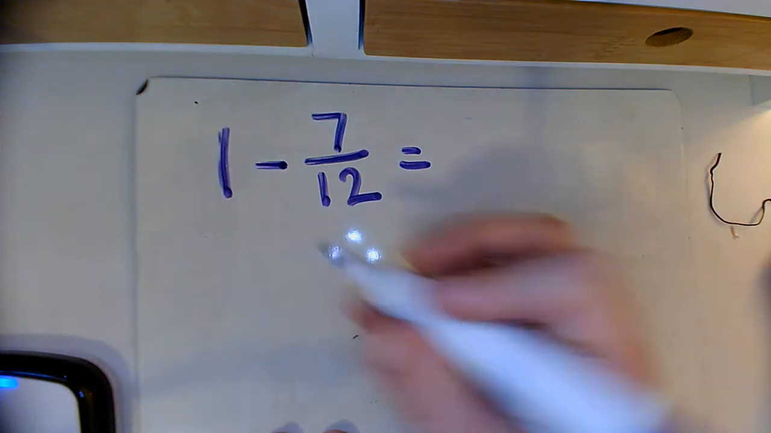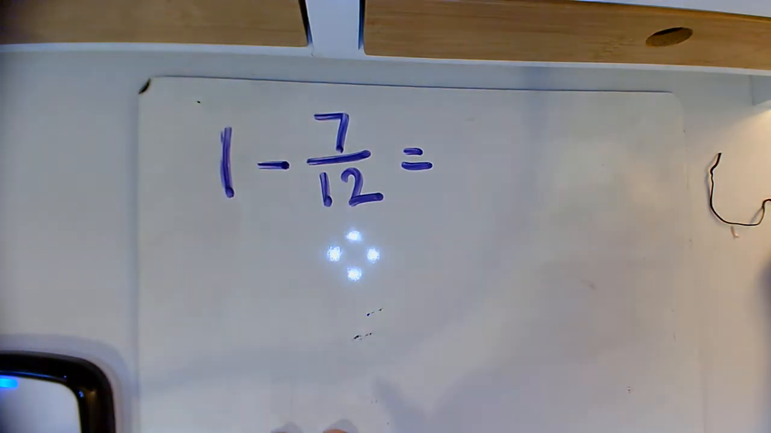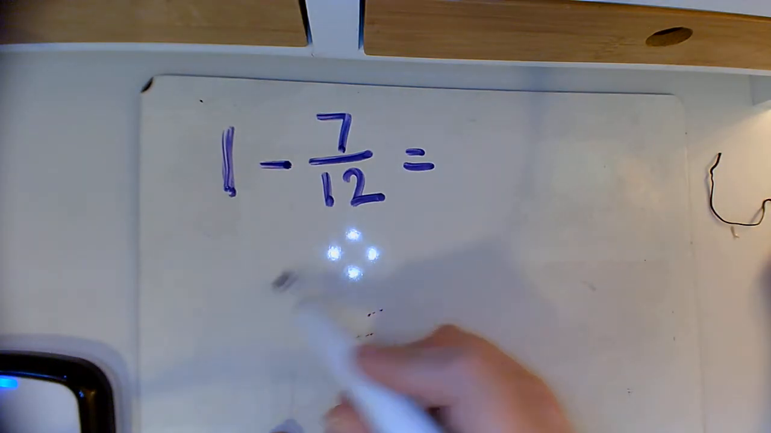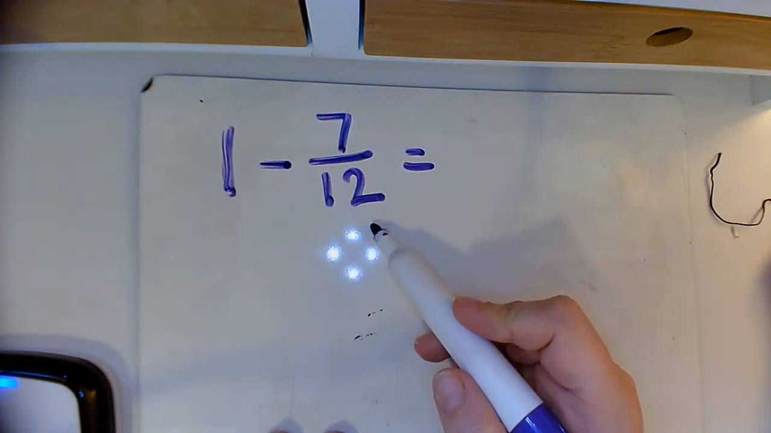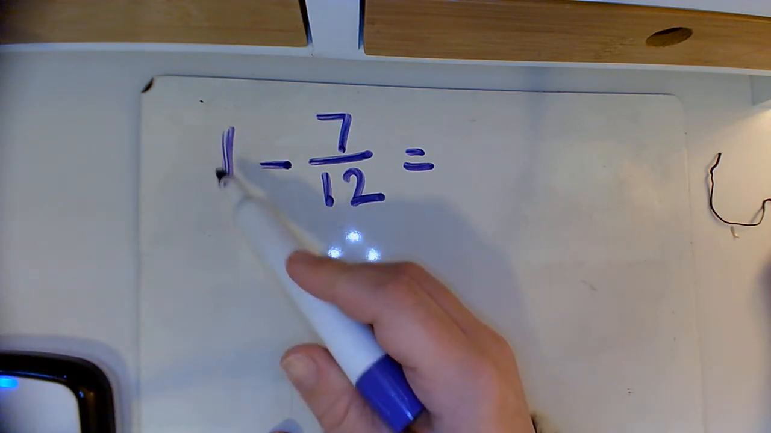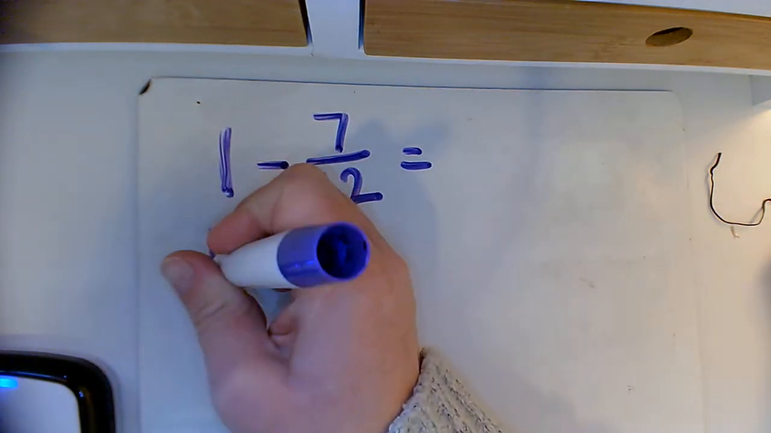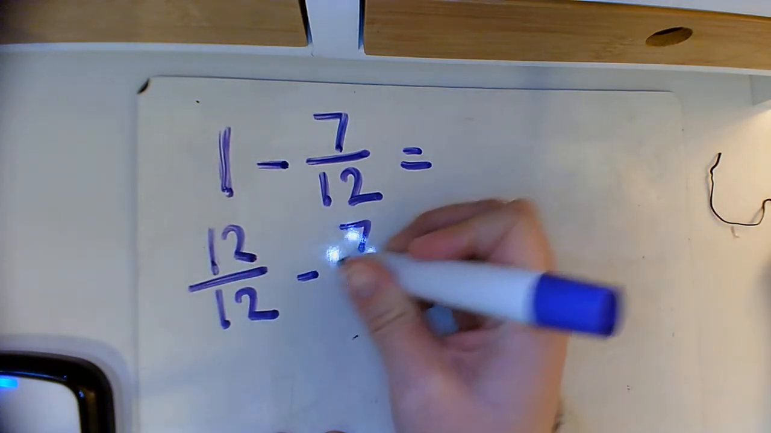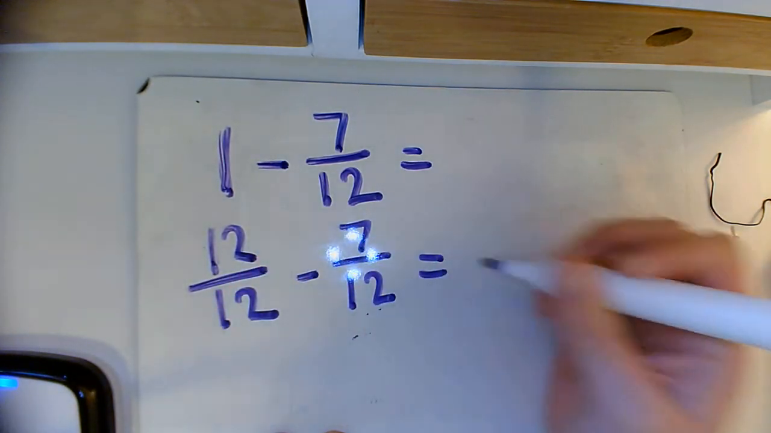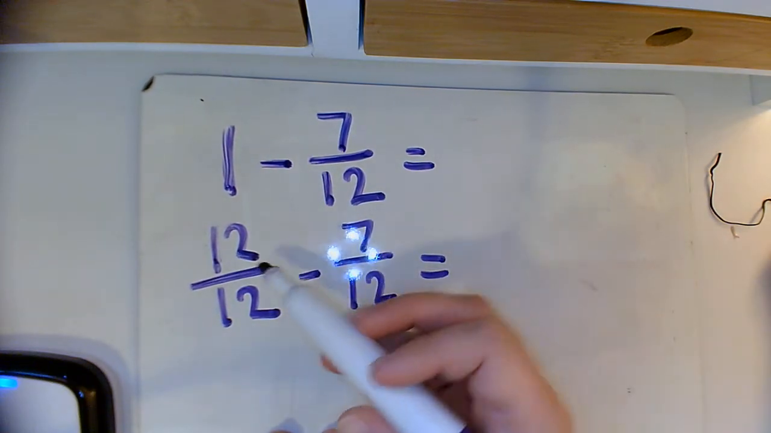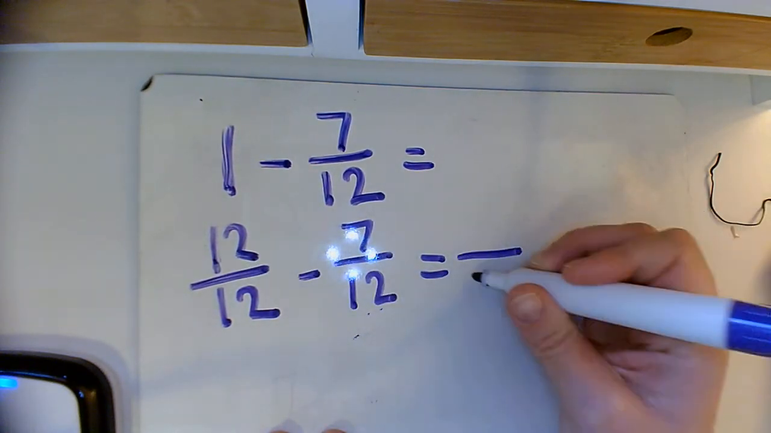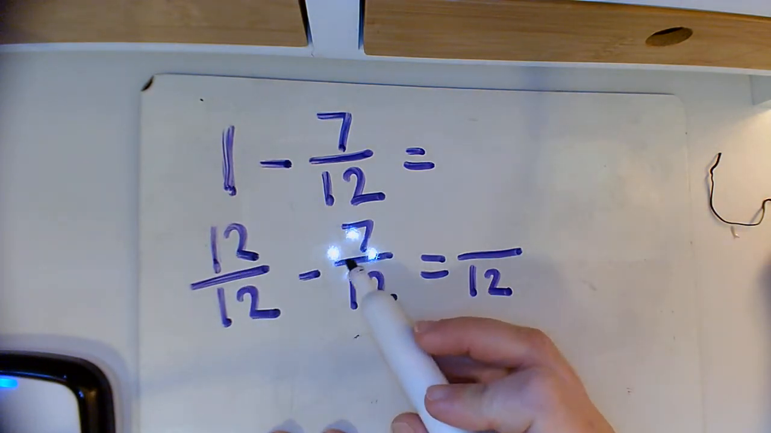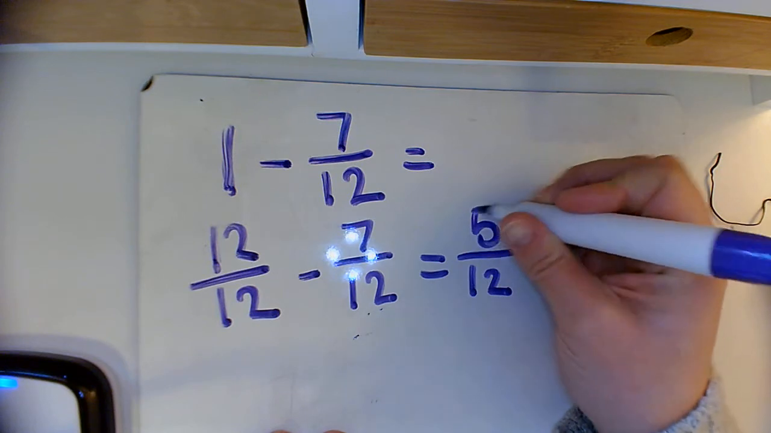Okay, so here we have 1 minus 7/12. So just like last time, we're going to convert that 1 to whatever fractional unit we're working with. So because we're working with 12ths, this is going to become 12/12 minus 7/12. Okay, so then we can do 12 minus 7, because we know our denominator is going to stay 12. 12 minus 7 gives us 5.